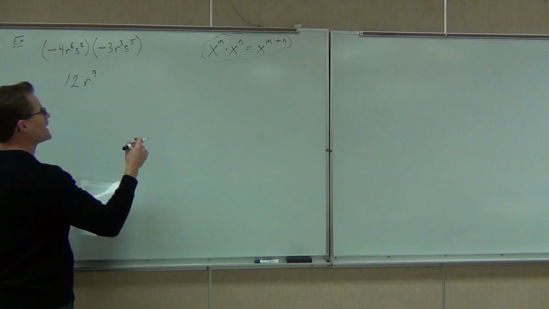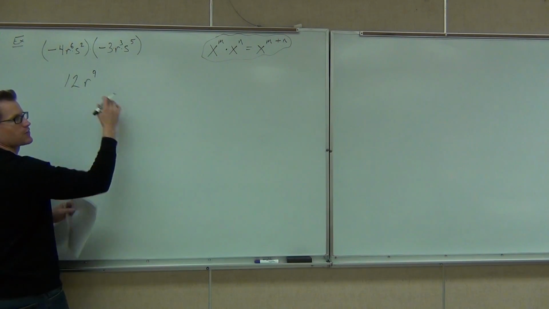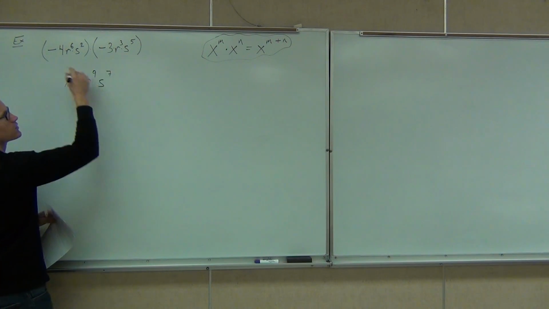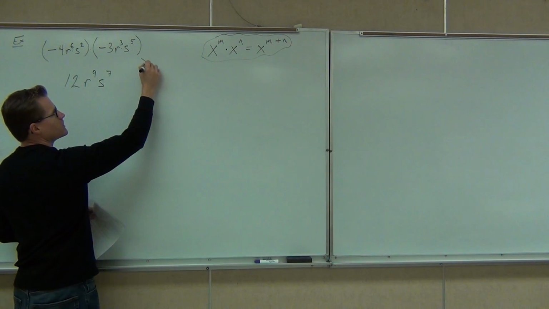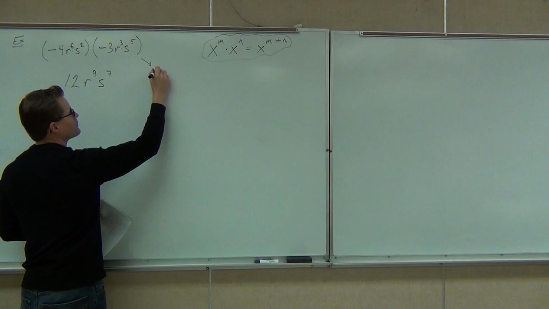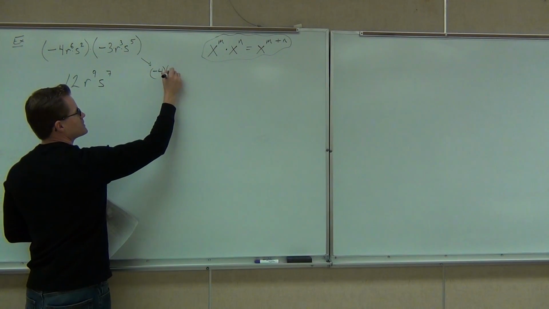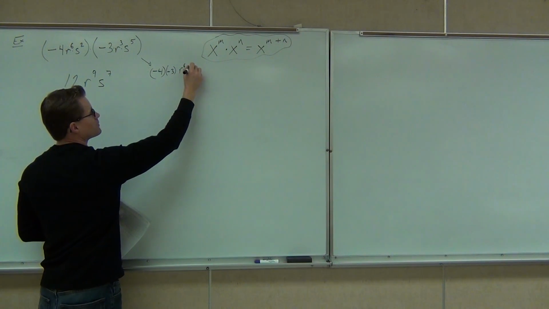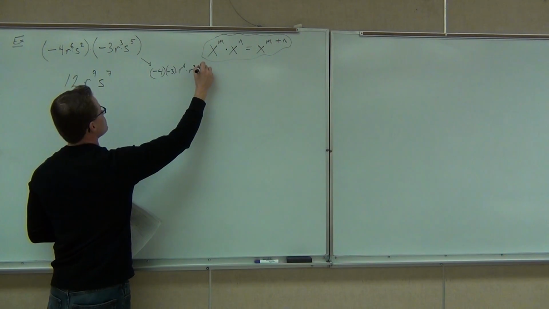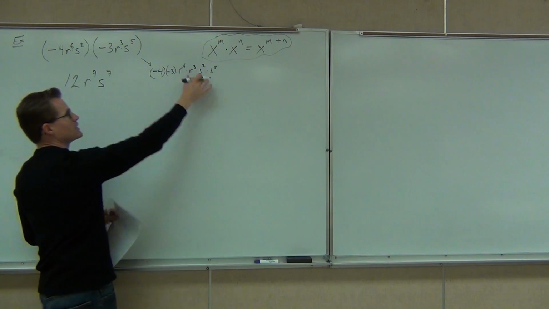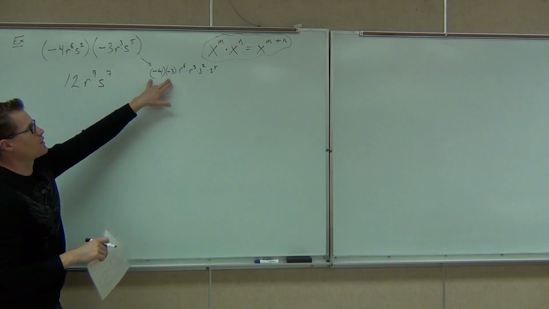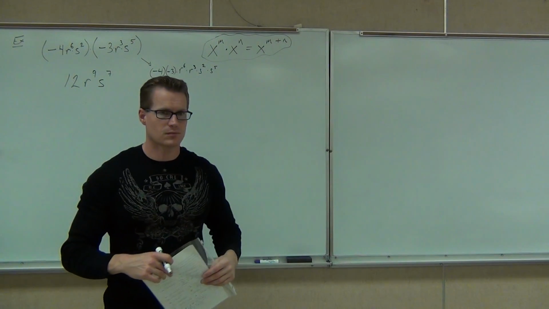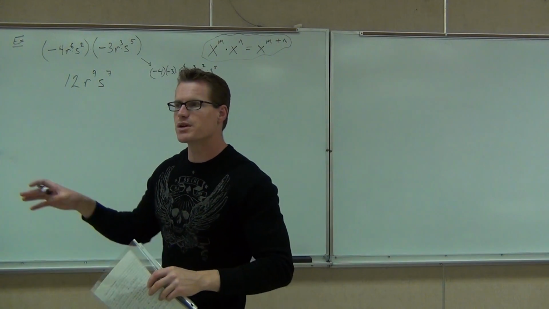Okay, and lastly we have s squared times s to the 5th. We could organize it s to the how much? 7. And here's why, if you want to see it again. If you want to show this, you can. You'd have negative 4 times negative 3. You could put the r's next to each other. You could put the s's next to each other. And you get exactly the same thing. That gives you the 12, r to the 9th, s to the 7th. That's as much as we can do. That's as far as we can go with that particular problem.